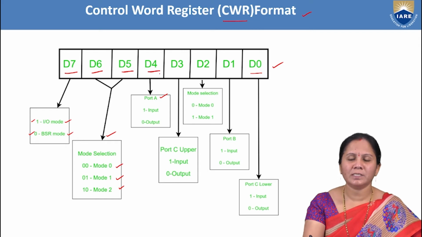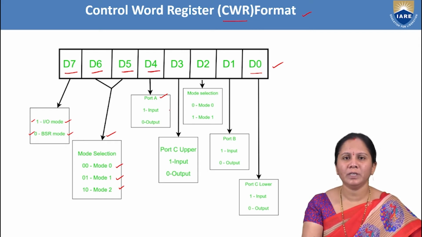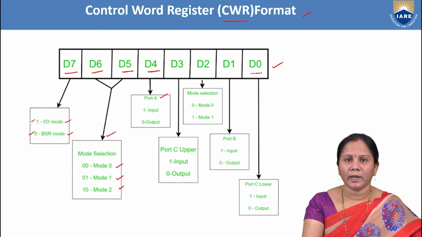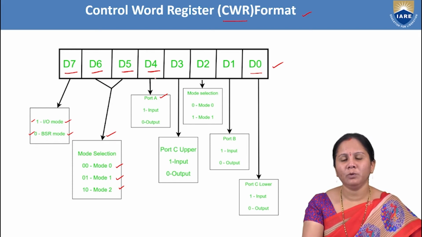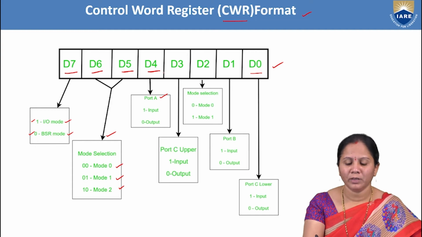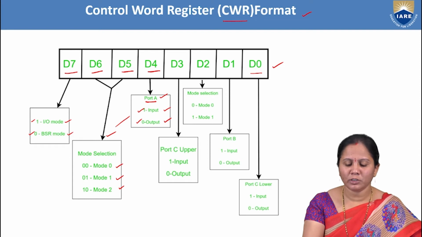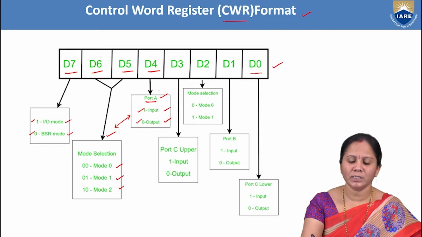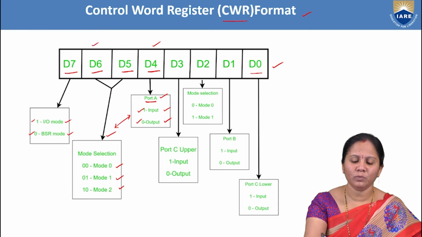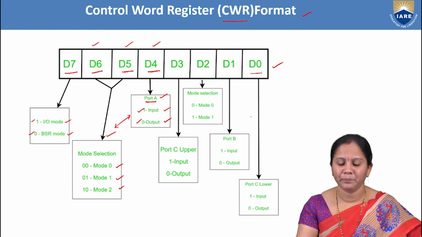And this D4 bit says which port we are selecting, and whether that port is used as the input port or output port. This D4 is related to port A. If that bit is 1, port A will be acting as the input port. If that bit is 0, port A will be acting as the output port. So this is port A, and these two bits are the port A mode.